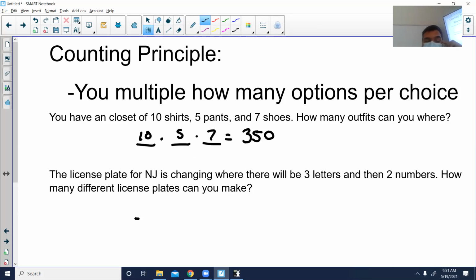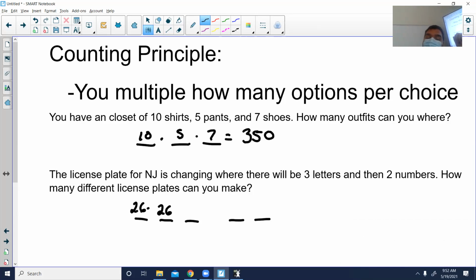All right. So for this one, it's 3 letters and 2 numbers. So first, we're gonna have 3 letters. It could be like A, B, whatever. And then we have 2 numbers. So how many letters are there? 26 letters, right? So the first option, I have 26 letters. I could pick A, B, C, D, E, F, G, all the letters. My second option, I could pick any of the letters again. I could pick AA, BB, CC.